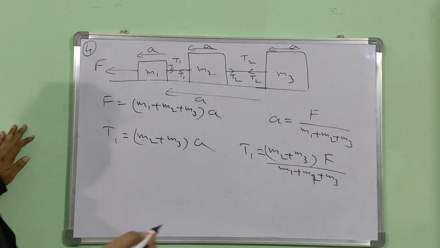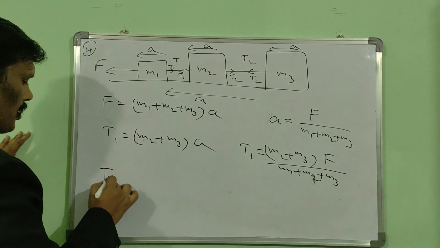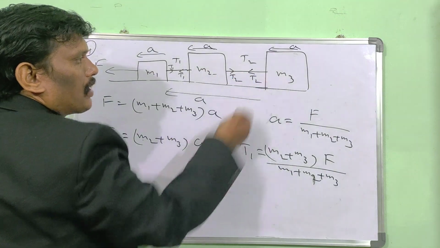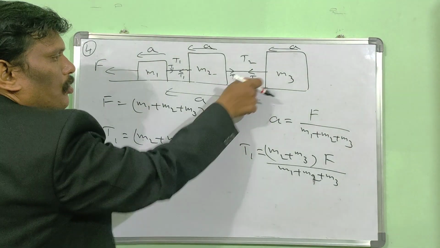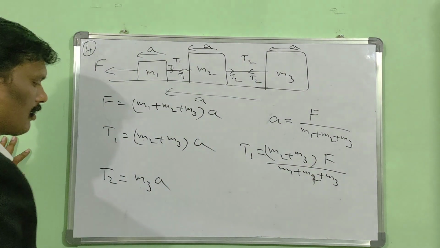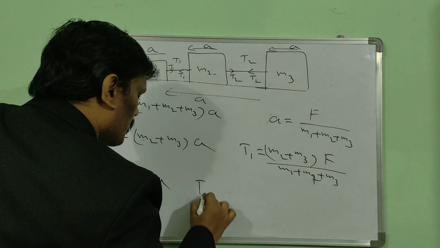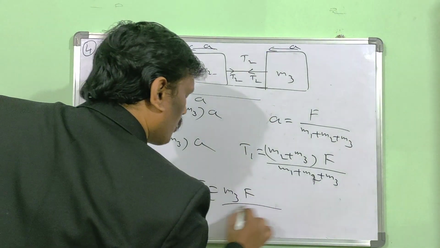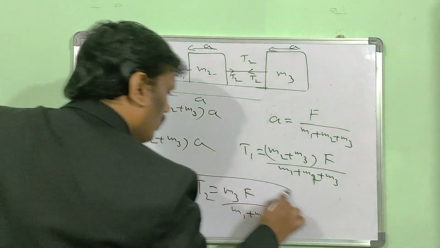That's all. Now how to calculate tension T2? Tension T2 pulls only one mass, that is M3. So M3 into its acceleration A. By using this formula one can calculate the tension. But what is the formula for tension T2? M3 into, what is A here? F by M1 plus M2 plus M3. This is the tension T2.